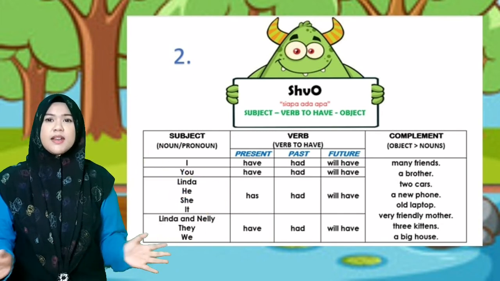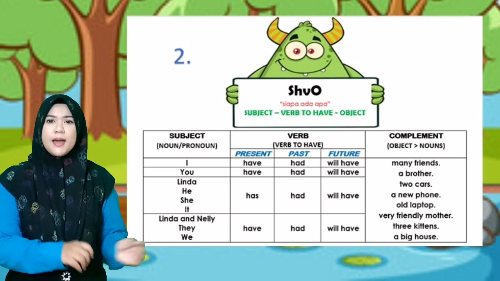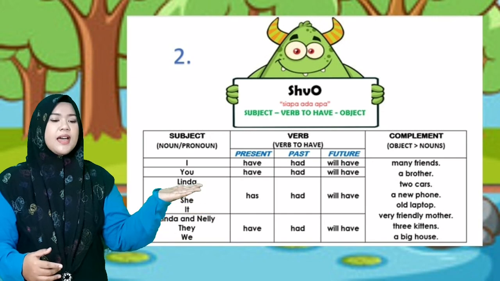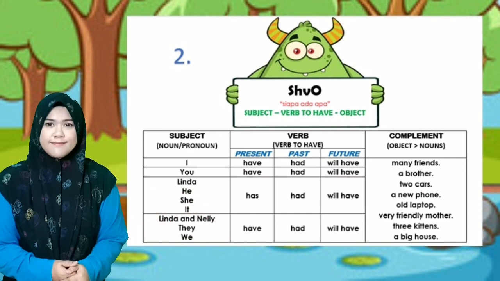Okay, so please remember, kalau ayat S have O, siapa ada apa, subject followed by verb to have followed by complement. Kita pakai complement dekat situ, object.